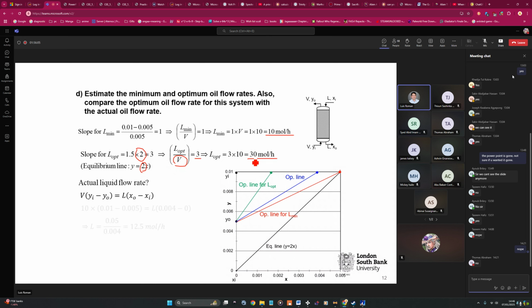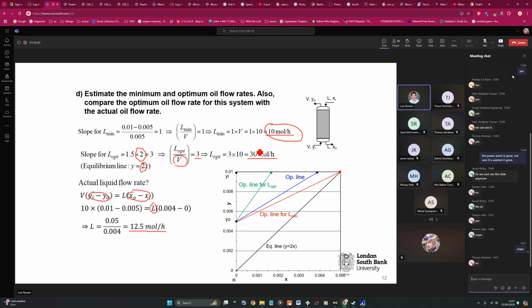What's the actual flow rate? It's always L over V, so L over V is equal to the slope, and the slope is the change in Y divided by the change in X. For our case, the gas flow rate was 10. We have the compositions of the liquid and gas entering and leaving the column, so from there you can calculate the amount of liquid. The amount of liquid is 12.5. At least you need to use 10 moles per hour, so we are using 12.5, above the minimum, which is fine.